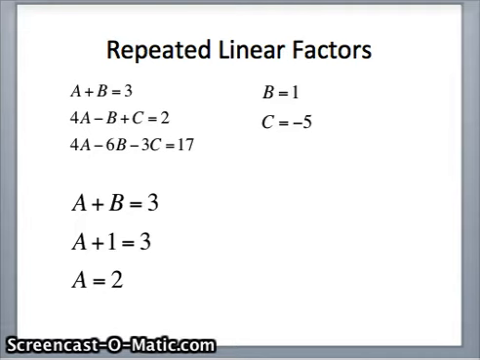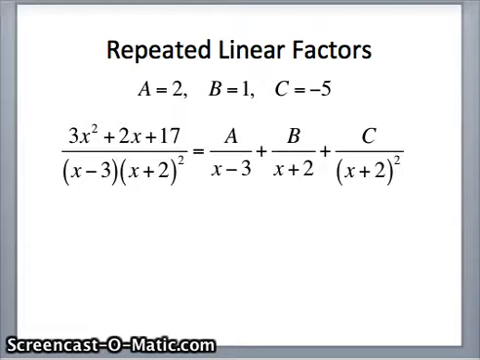We're going to use them with our original rational function written in the form a over something plus b over something plus c over something. So recall, this is what we started with. So our 3x squared plus 2x plus 17 with the repeated linear factors was something over x minus 3, something over x plus 2, something over x plus 2 squared. And again, notice that these three fractions would have that common denominator. So a is 2, b is 1, c is negative 5.